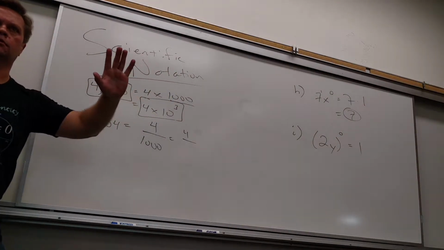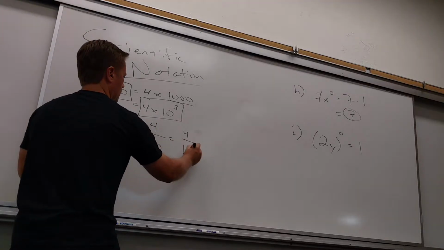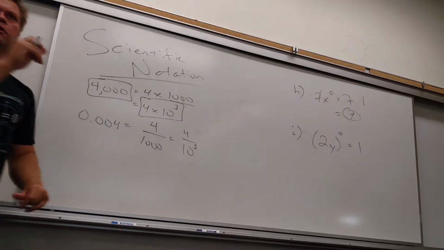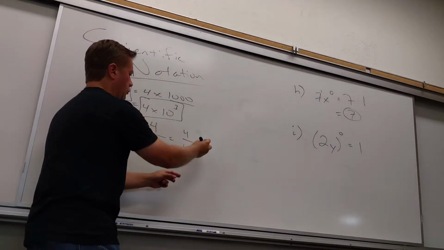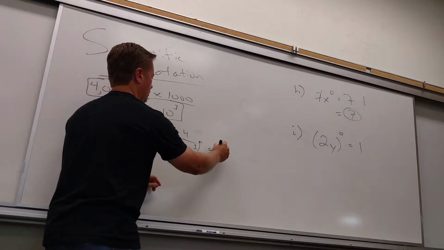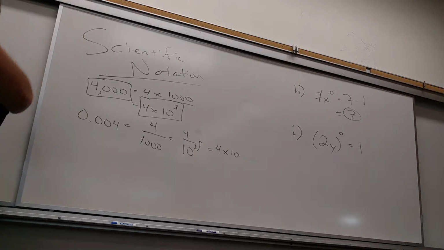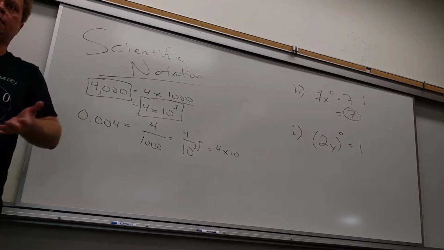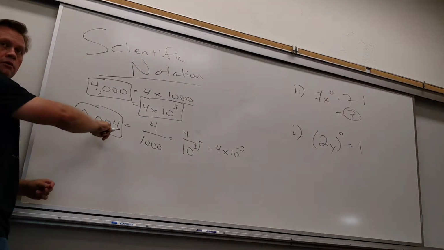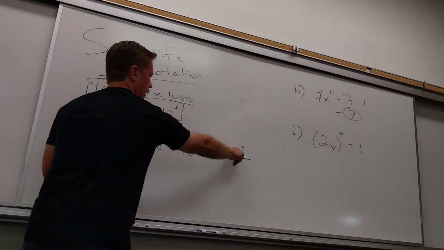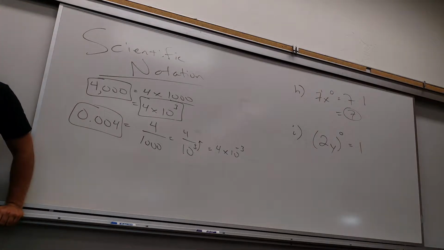You guys still with me? Now go with me on this. See how those 3 tens have been flipped on the bottom? So what would it have been if it was up top? 10 to the negative 3. If I force it back up, it's not going to like it up there, so it's going to be negative 3. Small number, negative power. You guys see that? I like it.